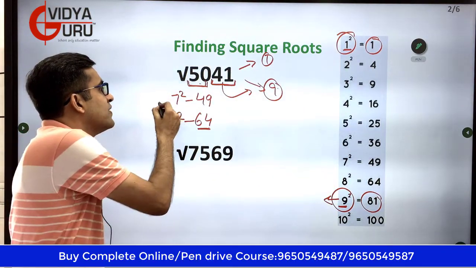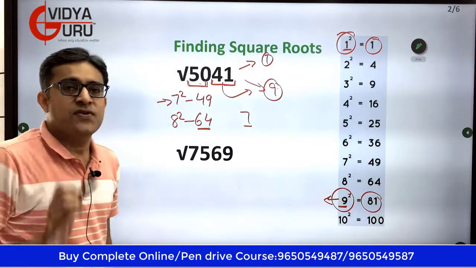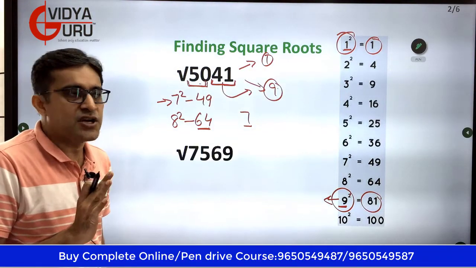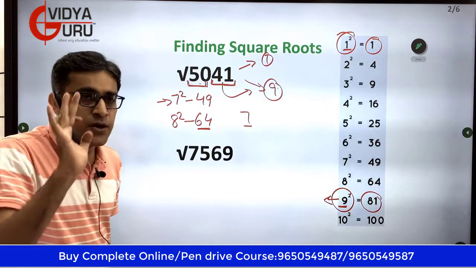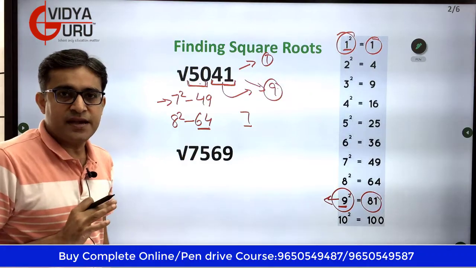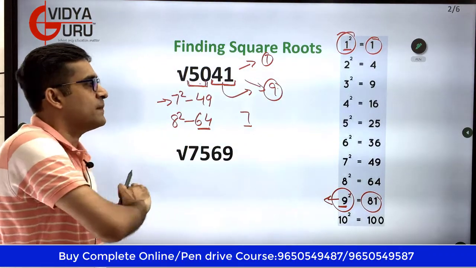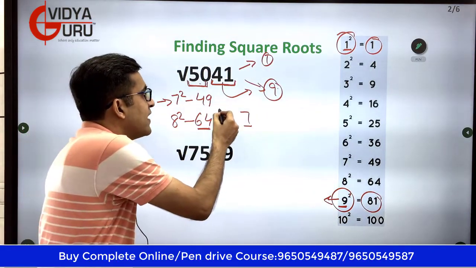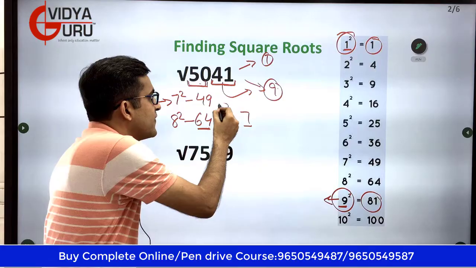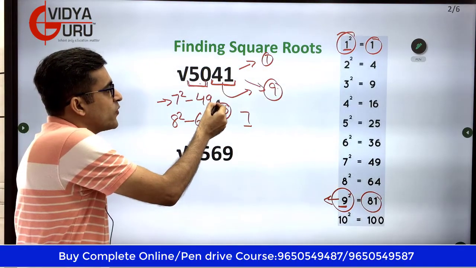So I have to go with 7. 7 is the first digit. Now I have to decide whether to place 1 or 9 as the units digit. Again, I will look at this 50 and compare it with 49 and 64. When I have 50, I know that 50 is closer to 49.